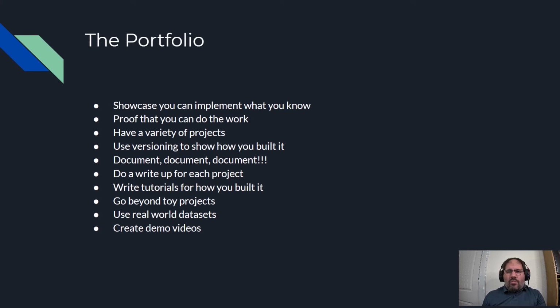Use a versioning system such as Git to allow people to go back and look and see what you changed, how you started it out, how you built it in the first place. Document everything. Keep a complete paper trail, all the changes that you make with each new version. Write tutorials, make videos of how you are doing it, but definitely have a write-up for each and every project.